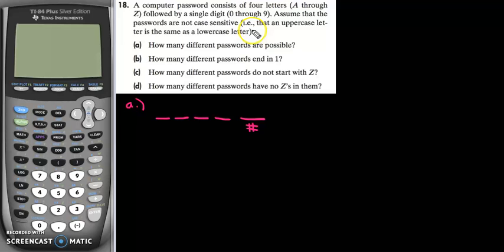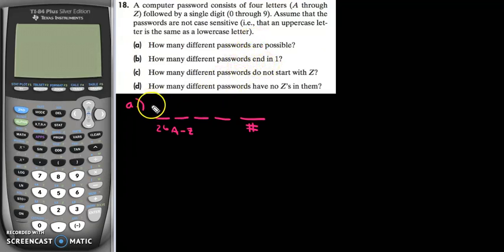Assume that the passwords aren't case sensitive. So why is that important? Well, if lowercase and uppercase are counted differently, then there's 52 different letters instead of 26, right? And so here it doesn't matter if they're upper or lowercase. So that means for each one of these, there's like 26 choices, right? For A through Z. How many different passwords are possible?